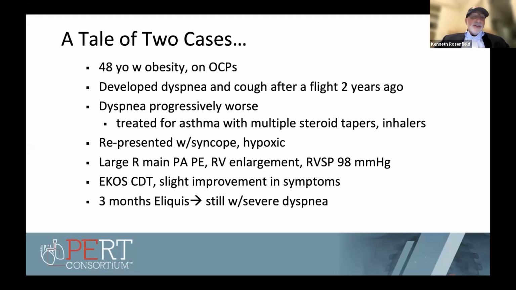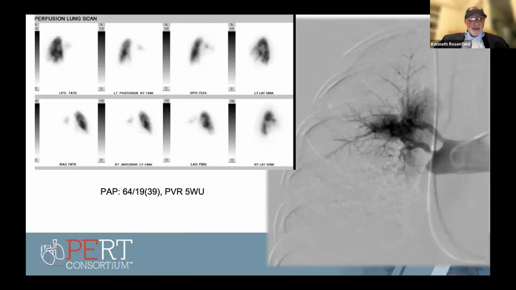Of course, you don't ever get 98 without having had something beforehand. You have to have an underlying pulmonary hypertension, because otherwise you'll die with that acutely. She was started on ECMO. She got slightly better. So she had acute on chronic and was treated with Eliquis, and she still had severe dyspnea. And her pulmonary artery pressures after 3 months were 64/19 with a mean of 39 and 5 Wood units.